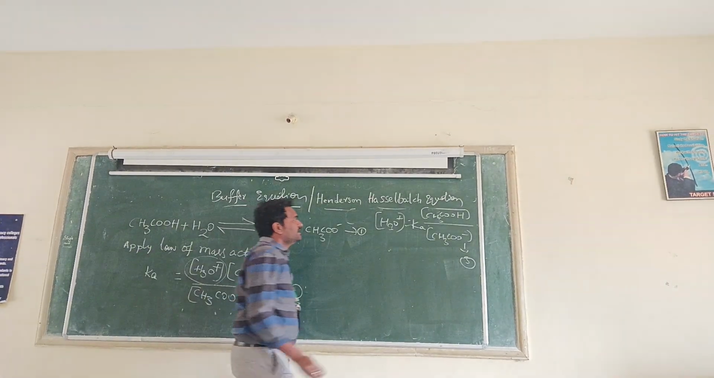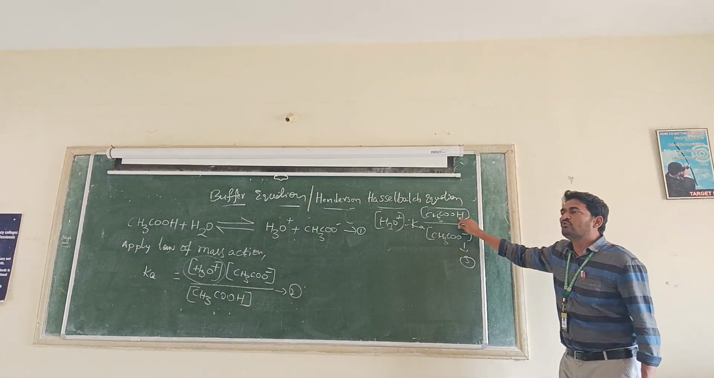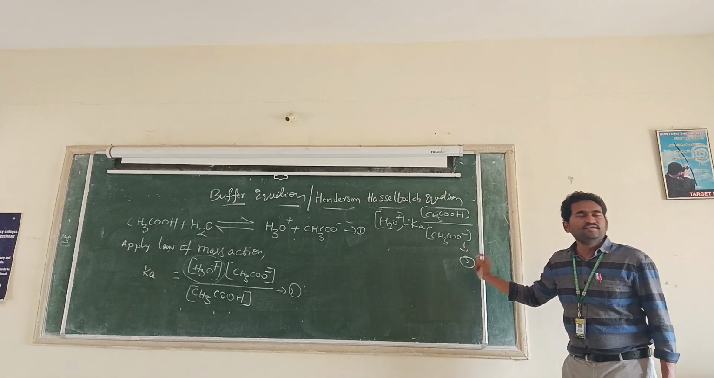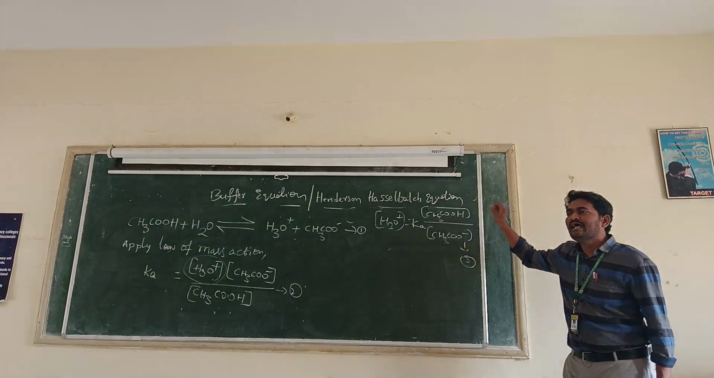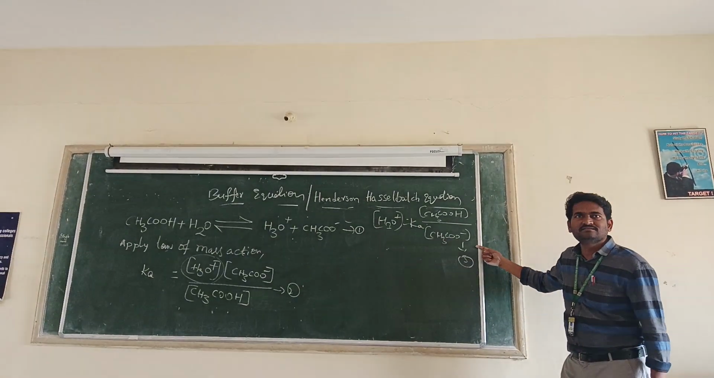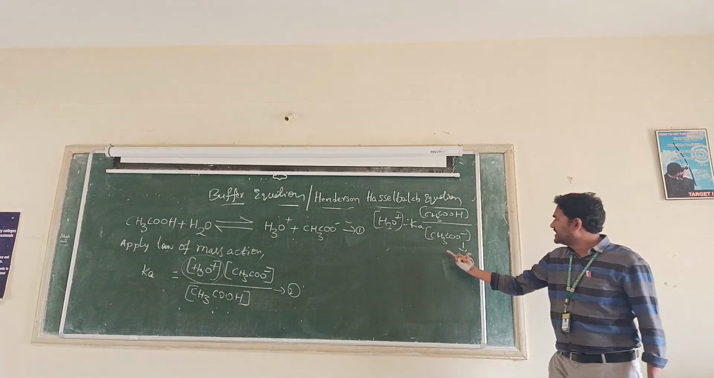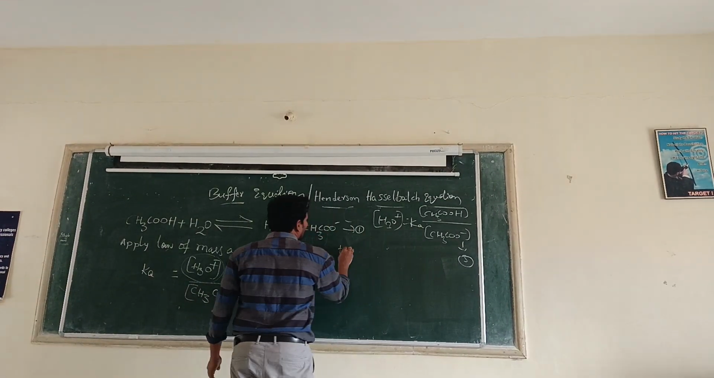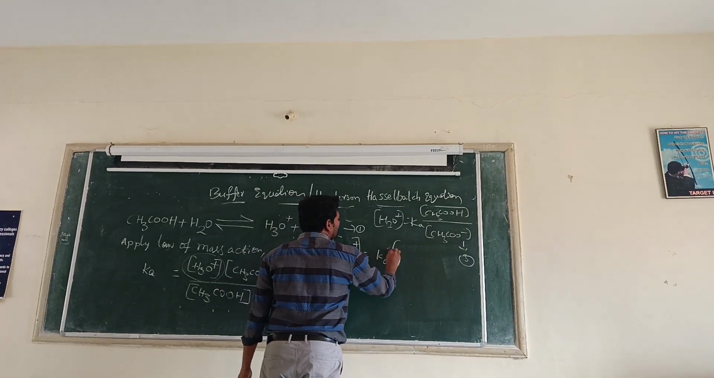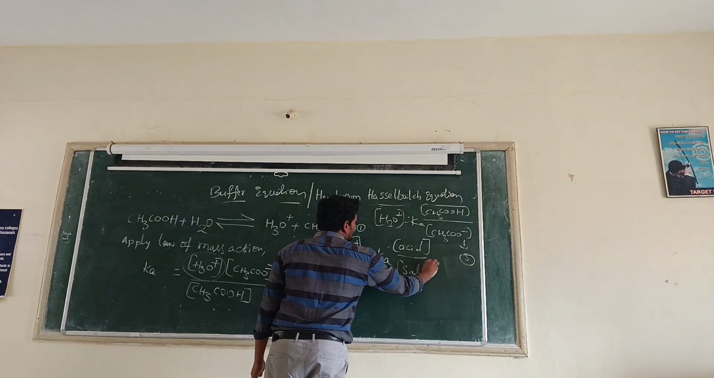Here, on the right-hand side, in the numerator we have CH3COOH, which is acid in nature. It is slightly ionized, so we can consider CH3COOH as acid. And in the denominator we have CH3COO minus. It is completely ionized, so we can mention it as salt. So equation number 3 can be written as H3O plus equals Ka times acid divided by salt.